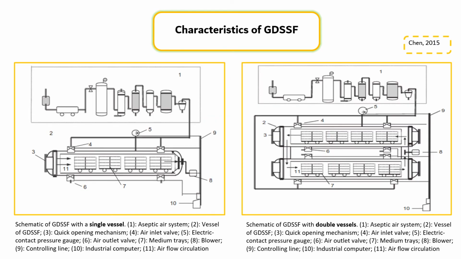The gas double dynamic solid-state fermentation system consists of a horizontal solid-state fermentation cylinder, a built-in circular duct, cooling pipes, blowing devices, and an air circulation system. Gas double dynamic solid-state fermentation can be divided into two types: systems using a single vessel, as shown in the left figure, and double vessels, as shown in the right figure.